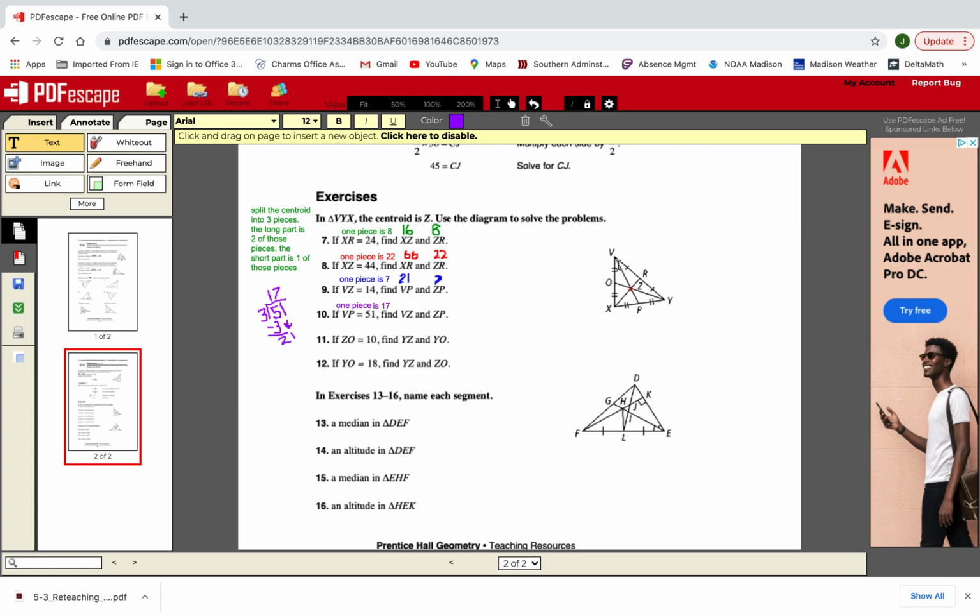Okay? So we have VZ being the long part and ZP being the short part. The long part is 2 of the pieces, or 17 times 2, which is 34. And ZP, which is the short part, is just one of those pieces, which is 17. And since the entire thing was 51, you can see that 34 plus 17 is in fact 51.